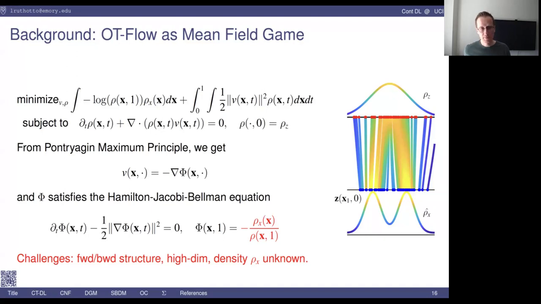There are two problems, maybe three. One is, of course, there's a forward-backward structure. This PDE goes forward in time. This one goes backward in time. They live in very high-dimensional spaces. That's another issue. And for the generative modeling application, we cannot write down the terminal condition for the value function because we don't have access to the density rho x. We get away with it in the loss function because we can just sample, because it's an expected value. That's the nice thing here. But still, this viewpoint gives you a lot of structure to play with.